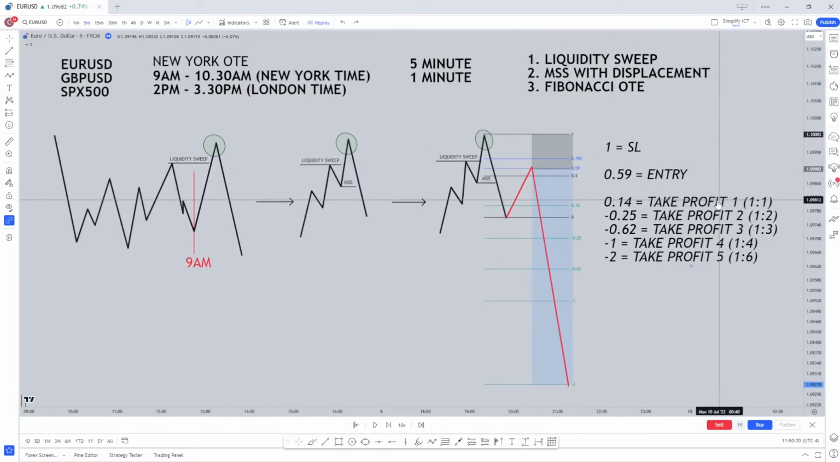And then we're going to set our take profit at each level that I've marked out over here in green. So the 0.14 level is going to be our first take profit level. A lot of people think that the 0 level is. However, the 0 level is not the first take profit level.